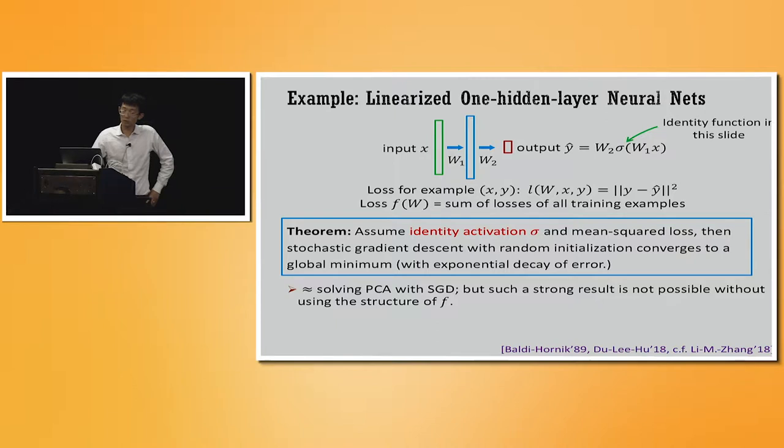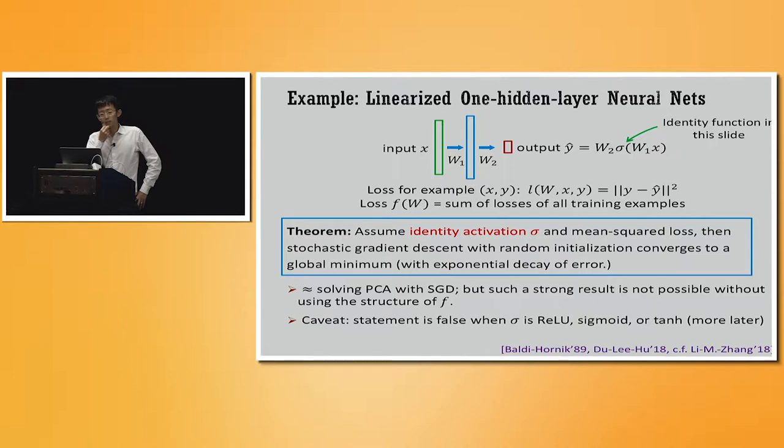But just to note, without using the structure, such a strong result is not possible, because there are all kinds of lower bounds for non-convex optimization. The problem is still non-convex. The caveat is that the statement is false when sigma is a ReLU, sigmoid, or tanh, whatever you care about in deep learning. But we'll talk about this five slides later. So the point here is that if you consider a special problem, then you can hope to get stronger results.